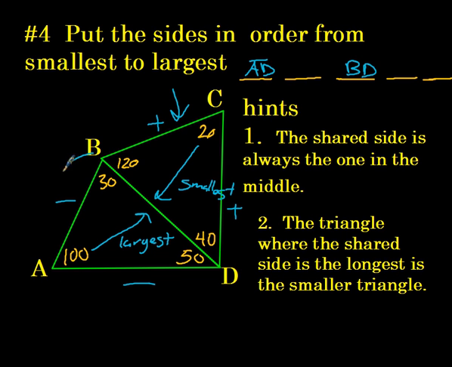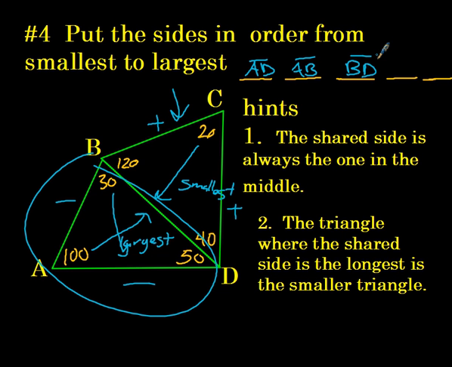So we're starting with this triangle here. Across from 30, that's AD. Across from 50, that's AB. We know BD is the middle side. Looking at the bigger triangle now, 20 we used, 40 that would be BC, and then 120 that would be CD.